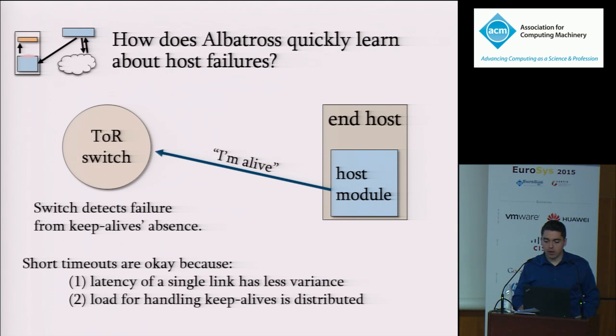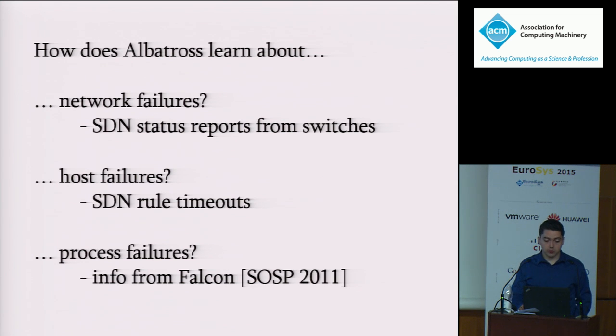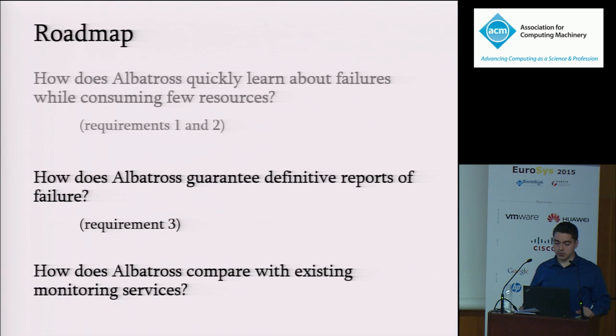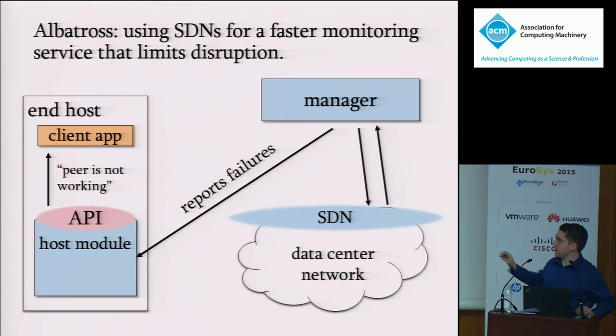Okay, I've now told you how Albatross uses software-defined networking to learn about network and host failures. I'm not going to go into how it learns about process failures because it leverages existing work that we built in Falcon. Specifically, it uses a spy, which roughly speaking examines the interior state of a process to determine if it's making progress. One difference from Falcon is how it handles these suspected failures. Falcon kills by terminating processes or even hosts, but Albatross is going to use a different mechanism that I'm going to define next.